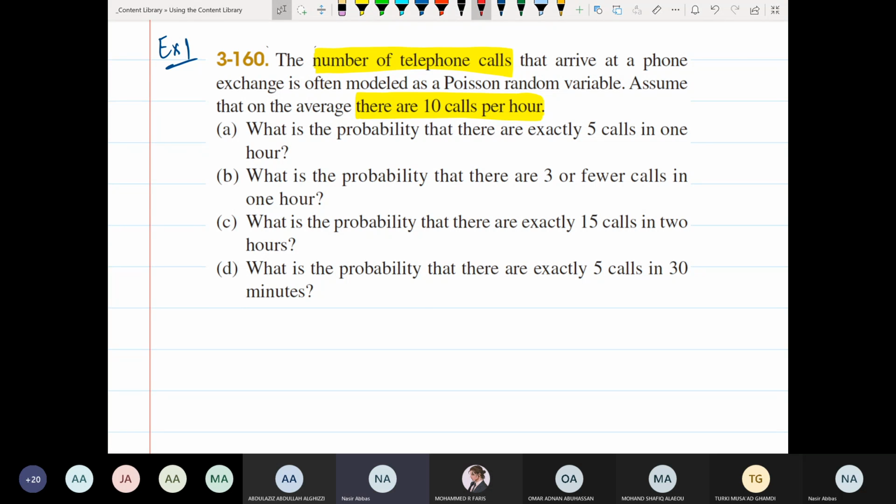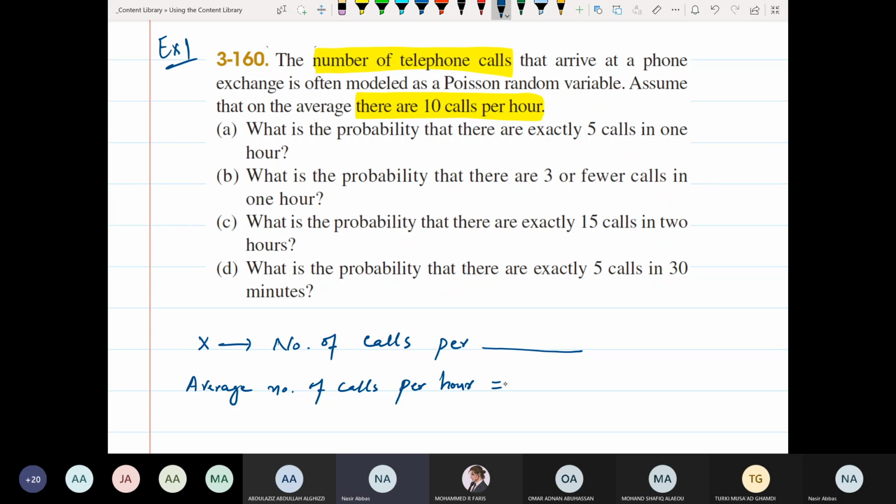So I'm going to write down these two pieces of information. I'm going to write X as number of calls per. I'll leave this space. I'll fill this one after a few minutes. And then I have one important piece of information. Average number of calls per hour is 10. These are two pieces of information I have from the question.